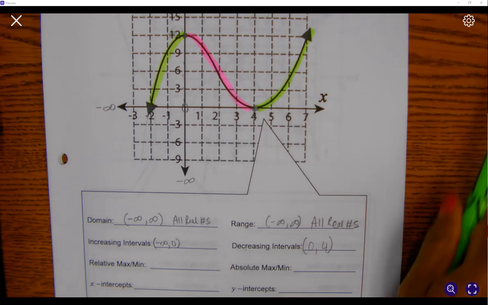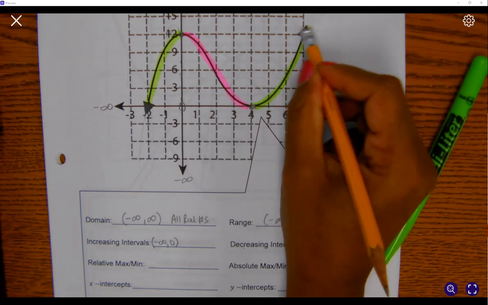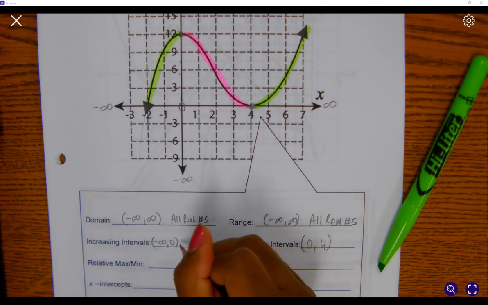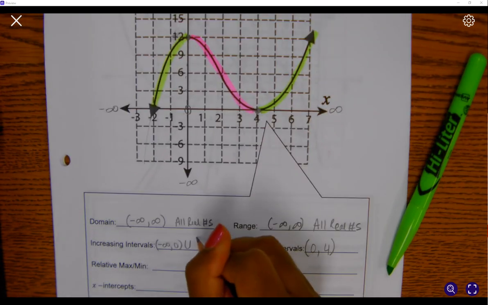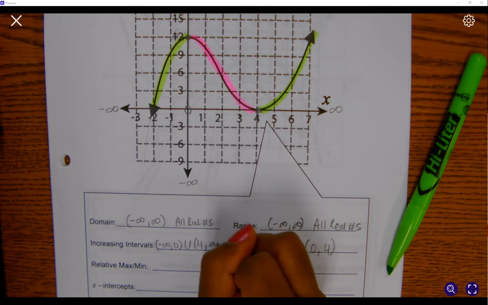It keeps going up all the way from 4 all the way to not 7, but since it keeps going right, to positive infinity. So it's increasing again, so we use this union symbol right here, which just means and, from 4 until positive infinity.